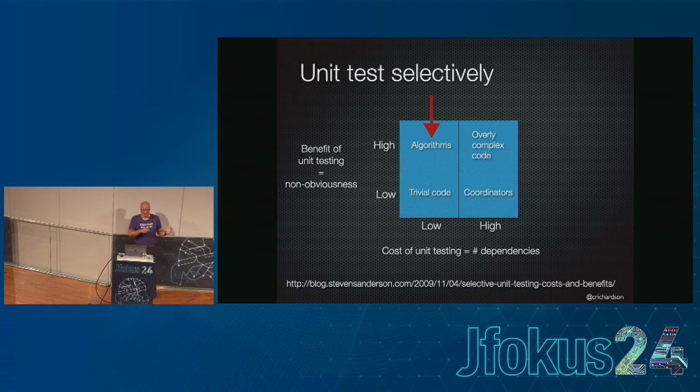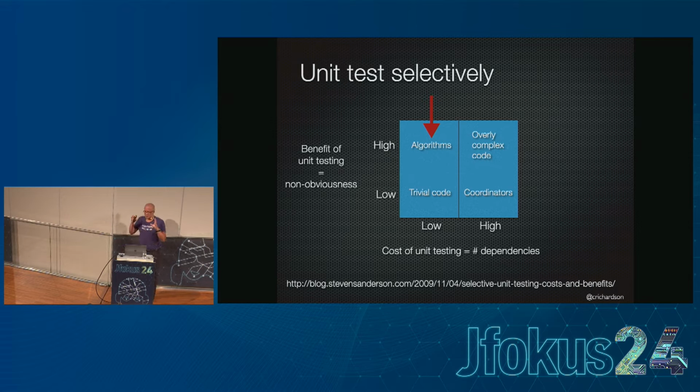And one really interesting blog post I came across a few years ago, it's quite an old one, outlines a good decision-making process for deciding what you should unit test. There are two dimensions to it. One is the benefit of unit testing, which is proportional to the non-obviousness of the code. The other dimension is the cost of unit testing, which is the number of dependencies that some piece of code has. The idea is you'd have to mock them in order to unit test them.